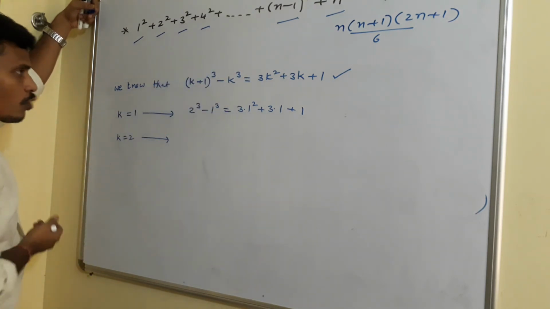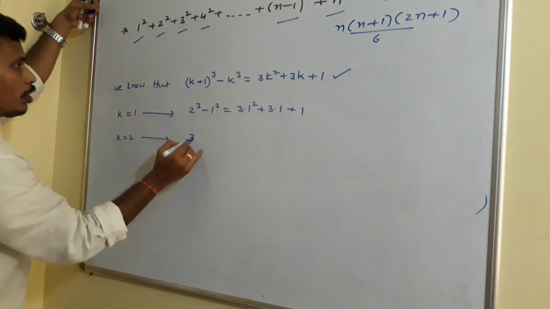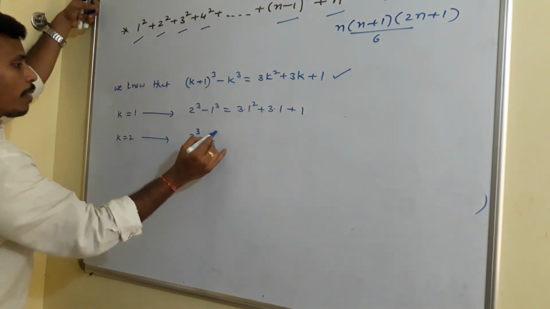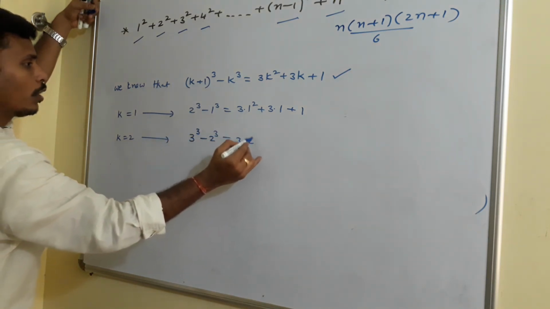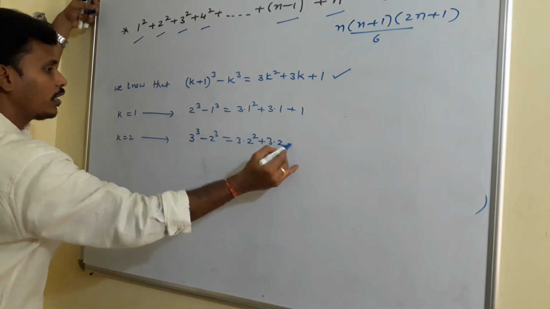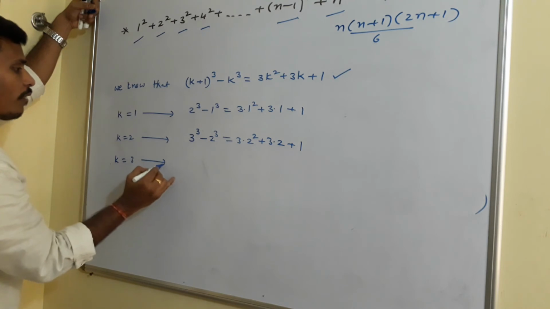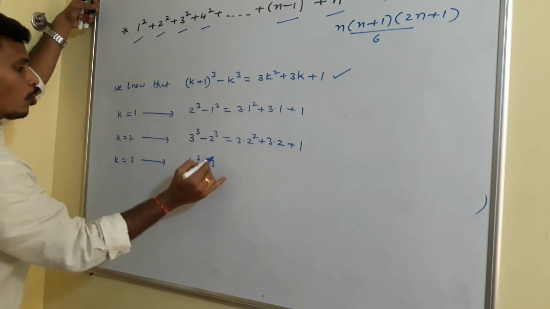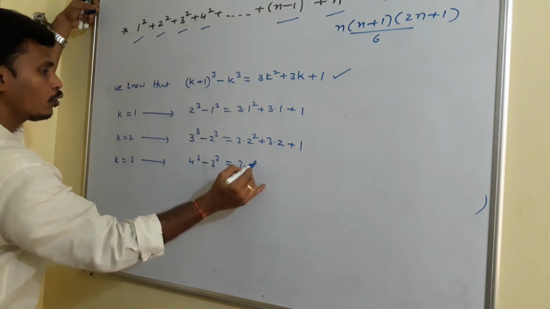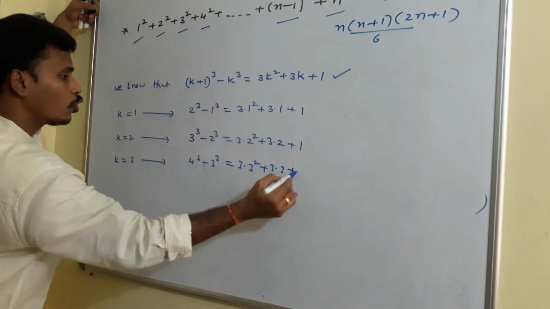So you have a chance to take any value in place of k. If you replace k with 2, it becomes 3 cube minus 2 cube is equal to 3 into 2 square plus 3 into 2 plus 1. Now if you replace k with 3, how does it become? Have a look at this. 4 cube minus 3 cube is equal to 3 into 3 square plus 3 into 3 plus 1.